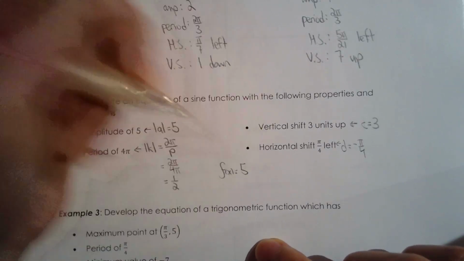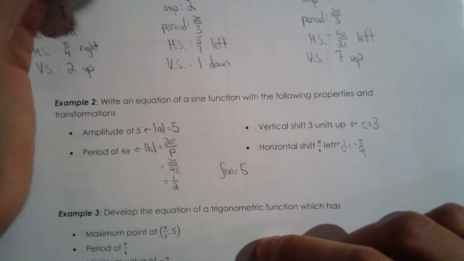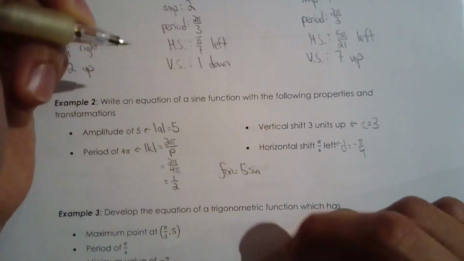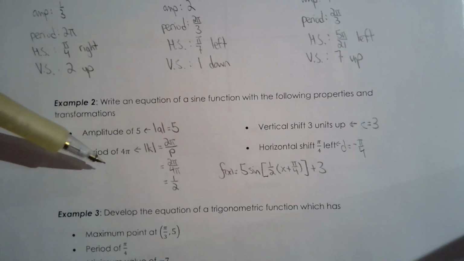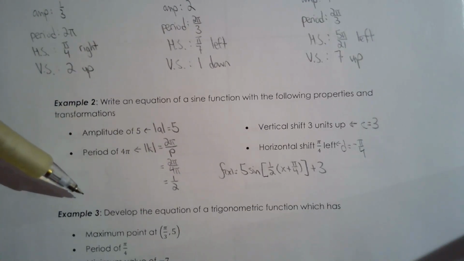So the absolute value of a is 5, and they told me to use sine instead of cosine. K is half, and we're going to the left. And 3 units up. So believe it or not, there are actually 4 possible answers you can write here. This is just one of the 4 answers. And I would argue this is the one that most students will think of. But there are 3 other answers.